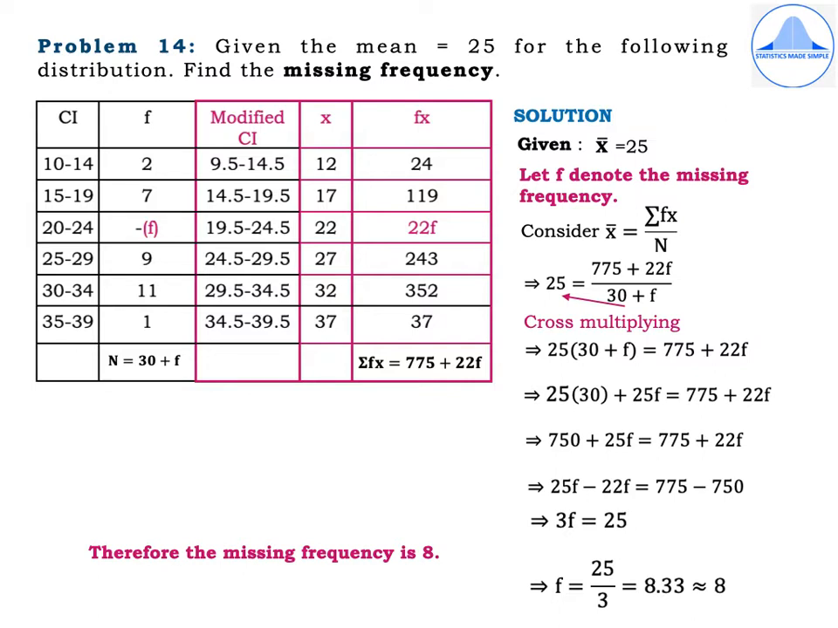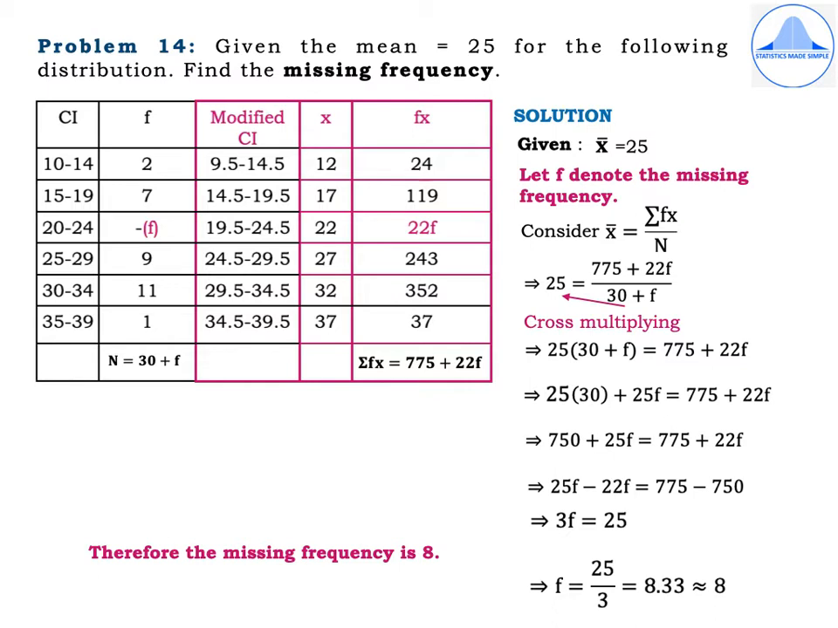Under solution, we first write given x bar is equal to 25. Let f denote the missing frequency. Now for a continuous data, the arithmetic mean is given by x bar equal to summation fx by capital N. Now form the fourth column as the midpoint x in the table. So how do you obtain the midpoint? It is lower limit plus upper limit divided by 2.